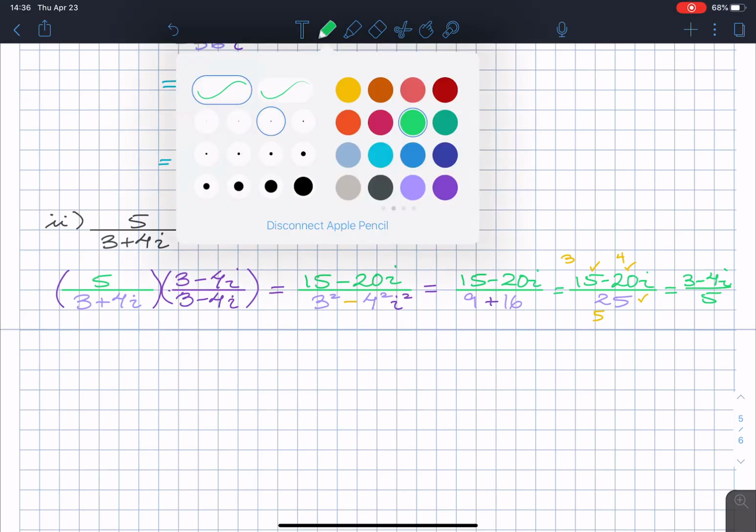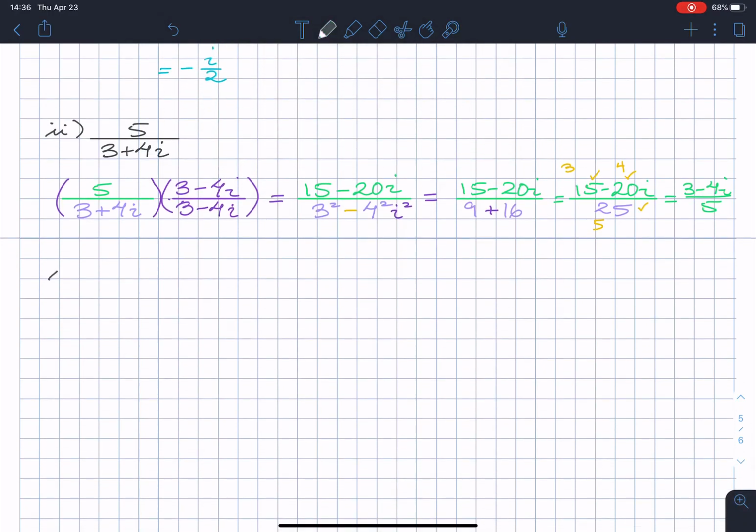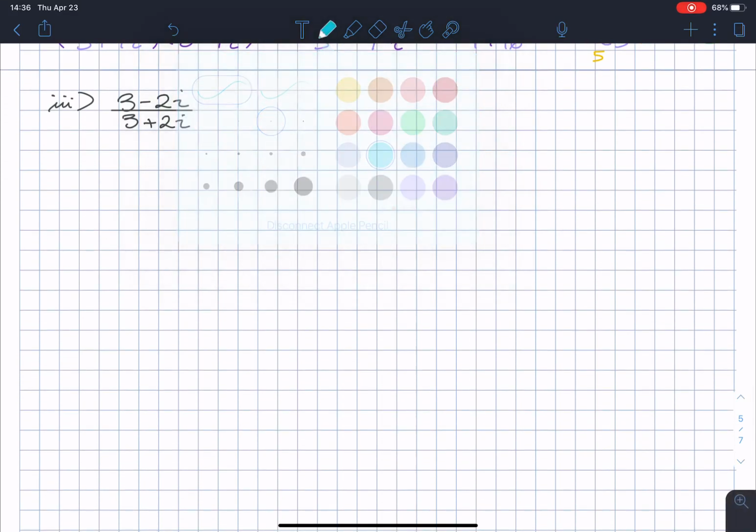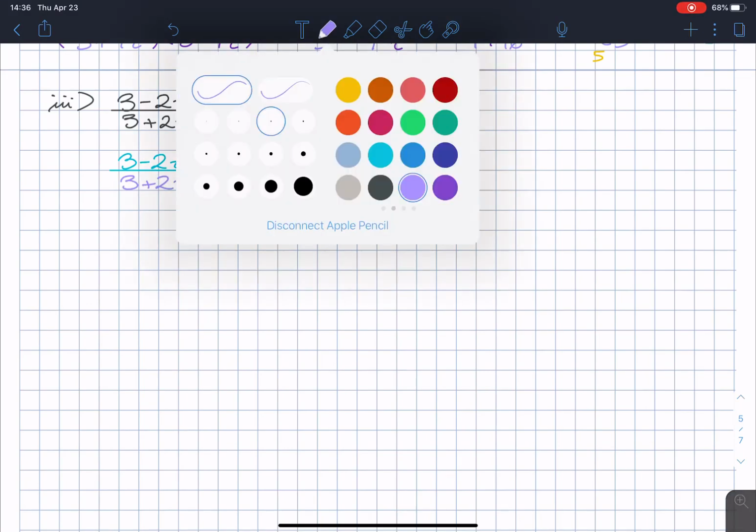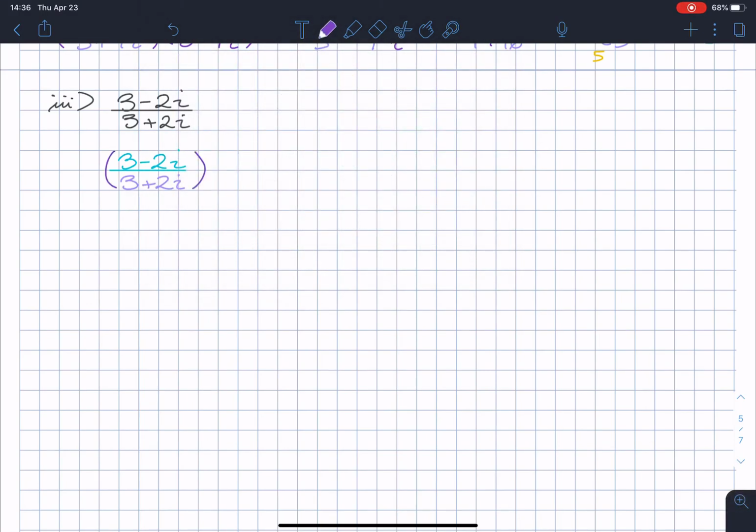Okay, another example, part 3. Let's say we have 3 minus 2i divided by 3 plus 2i. So to rationalize, we multiply top and bottom by the conjugate of the denominator, which is 3 minus 2i, 3 minus 2i.